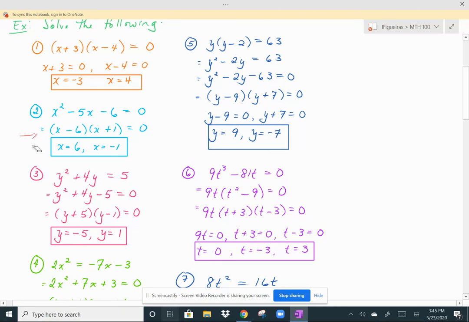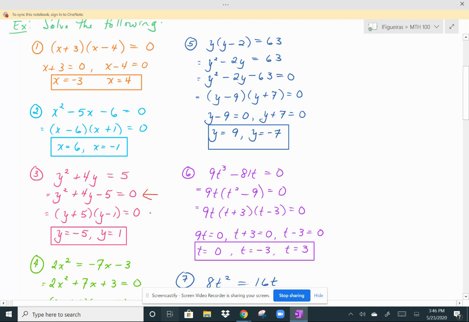So here's another one. y squared plus 4y equals 5. This equation is not in standard form because my y terms, or my variable terms, are on one side and the other side has the constant. I need the whole thing set equal to 0. So in the second line, I subtract 5 from both sides, leaving me with y squared plus 4y minus 5 equal to 0. That's now in standard form. So now I can factor.